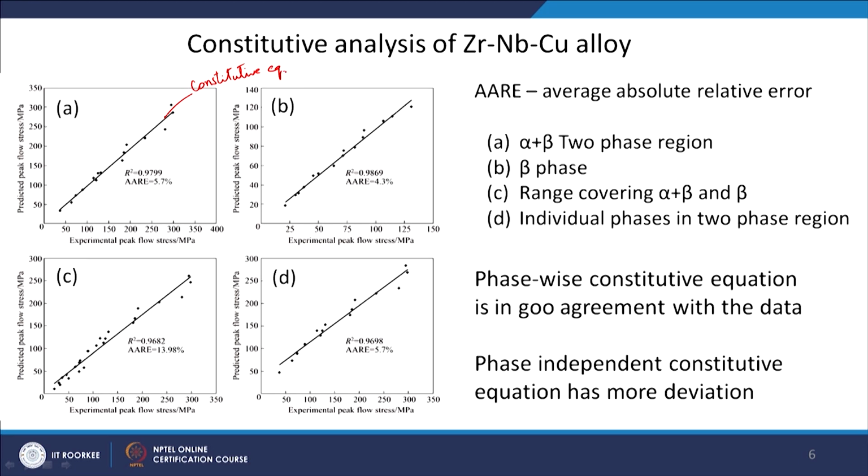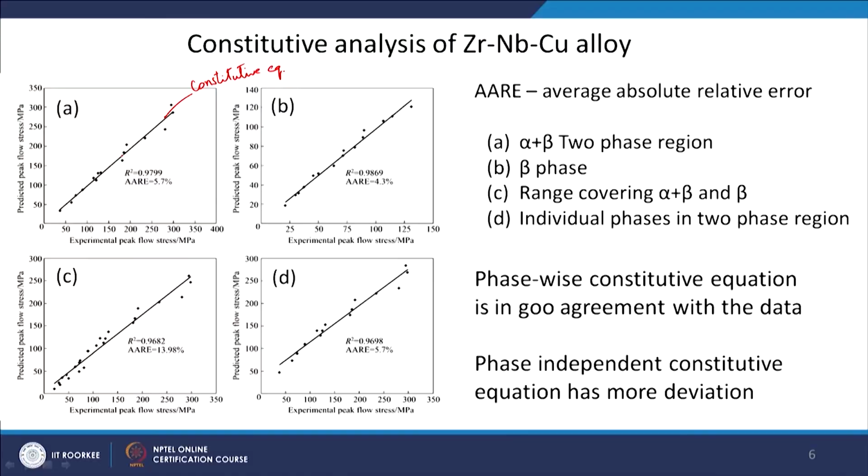So, this is a standard exercise people do after developing a constitutive equation: whether, using that constitutive equation, I am able to predict the flow stress or not. And when I am predicting it, whether these values are coming very close to the actual flow stress or not. Okay. So, these were compared. The R square value is 0.97 in this case.